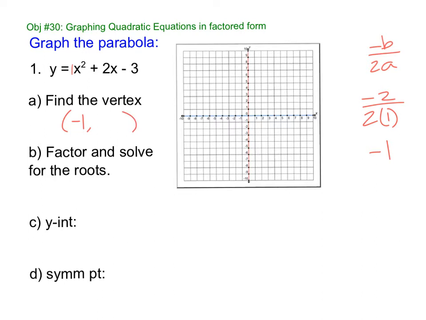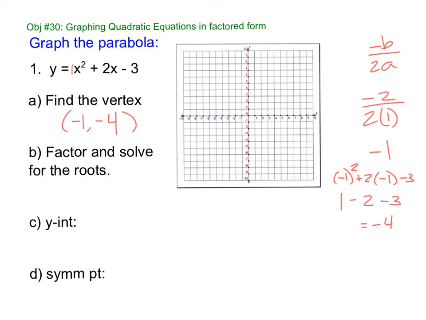That's something that we did. How do you factor x squared plus 2x minus 3? Oh, wait, I forgot to find the y value of the vertex. All right, let's plug in to find the y value. Negative 1 squared, plus 2 times negative 1, minus 3. That's 1 minus 2 minus 3, which is negative 4.